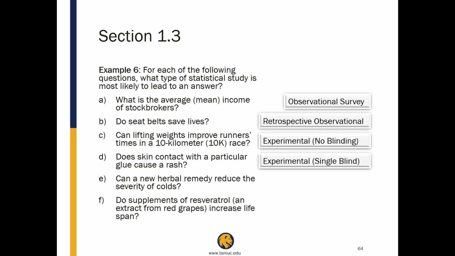The next one says, new herbal remedy to reduce the severity of colds. Well, that would be experimental. The treatment group gets the herbal remedy. The control group does not, but they will need a placebo to make sure that those people who do not get the remedy get something that looks like it, but doesn't actually have any effect. So that people aren't feeling better just because they think they're getting something. So that takes the confounding out of it.